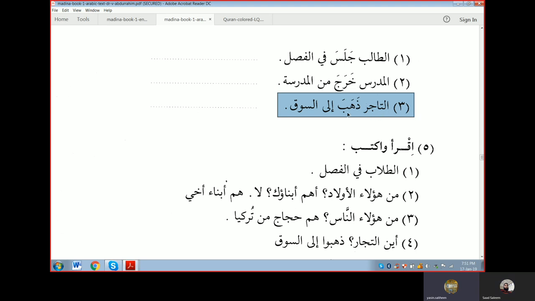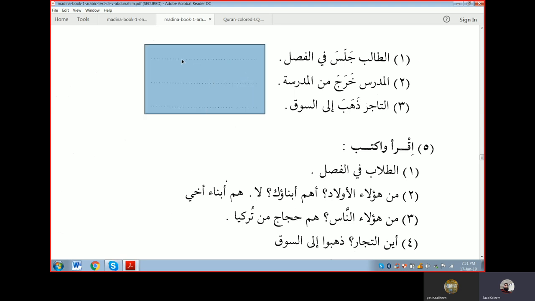At-tajiru dhahaba ila as-suq. The merchant went to the market, and then it would change to at-tujjaru dhahabu ila as-suq. Okay, correct. So this is also your homework. After the class, complete this question, fill these blanks and send it to me so that I can check. Next.